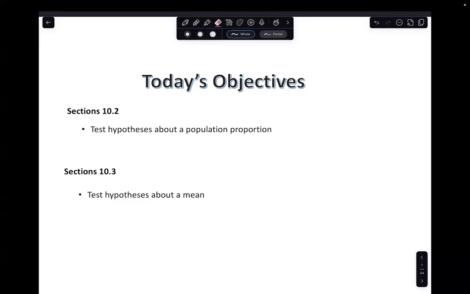And I'm hoping this isn't too big of a stretch from where we were with confidence intervals. We will see how it goes. My computer just unplugged itself. There we go.